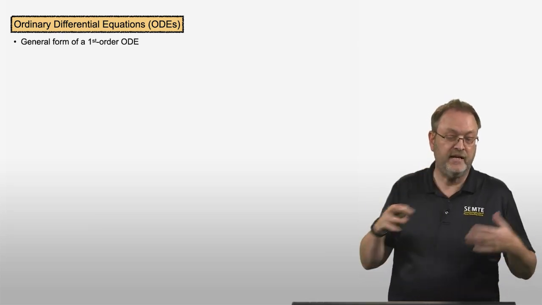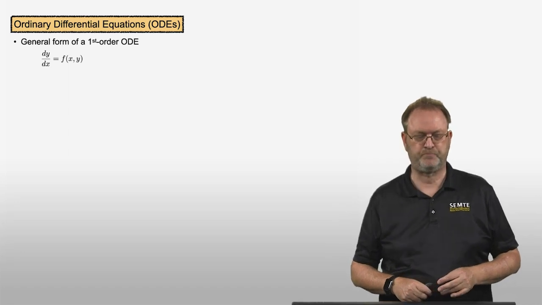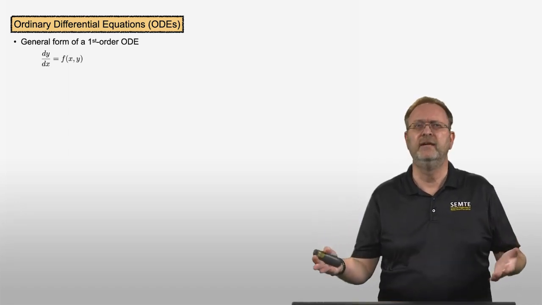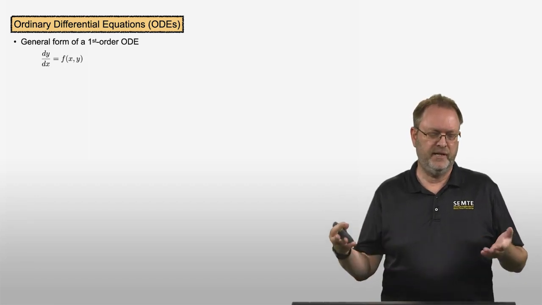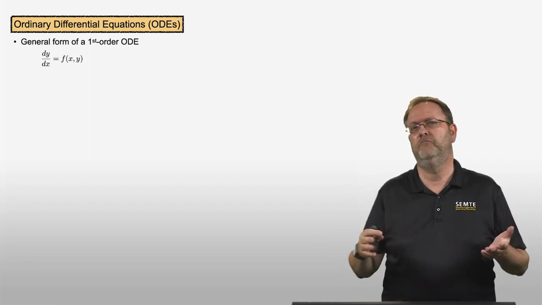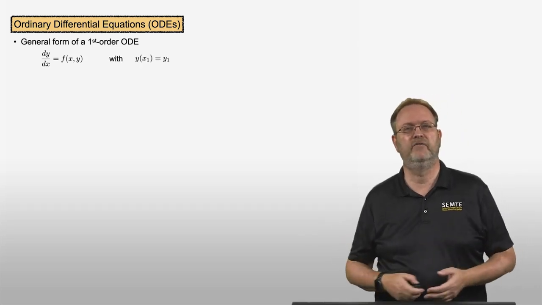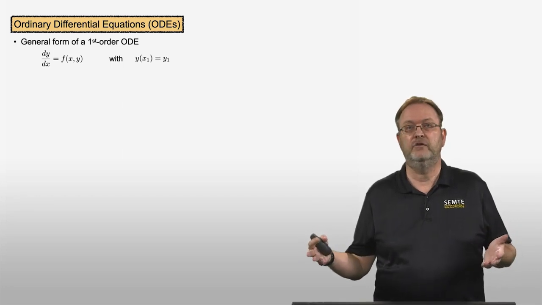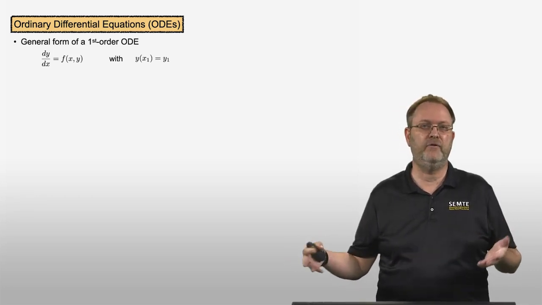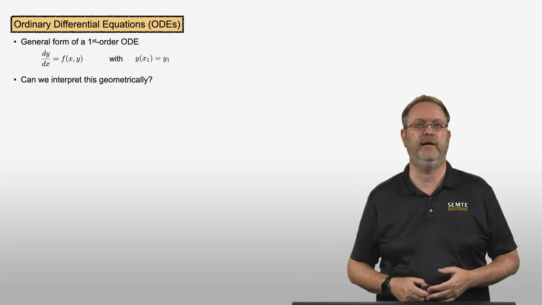Now, let's look at the general form of a first order ODE. First order ODE means I only have the first derivative, and so that would be dy dx is equal to a function of the independent variable x and the dependent variable y. And I need a constraint, so y at some known value x1 is equal to some second known value y1.